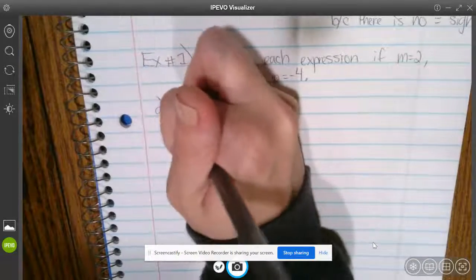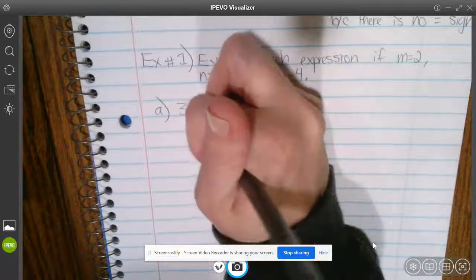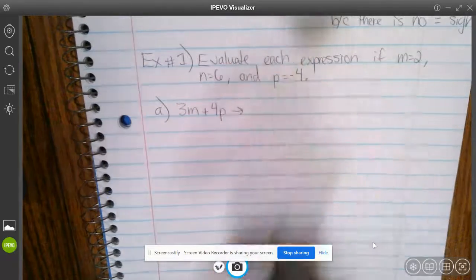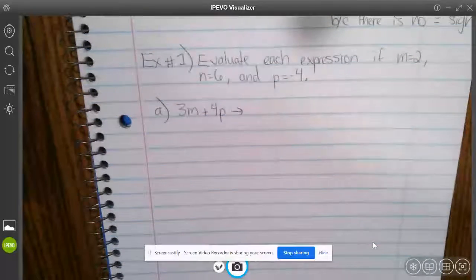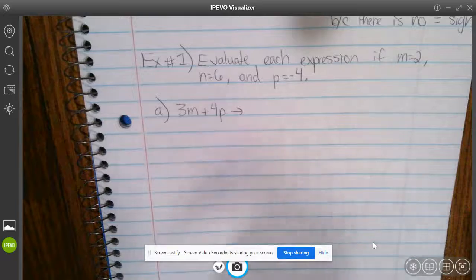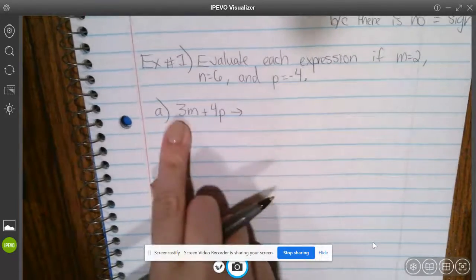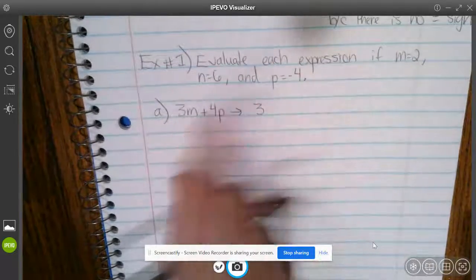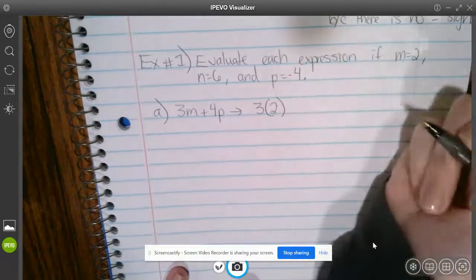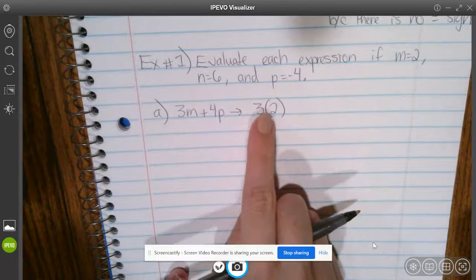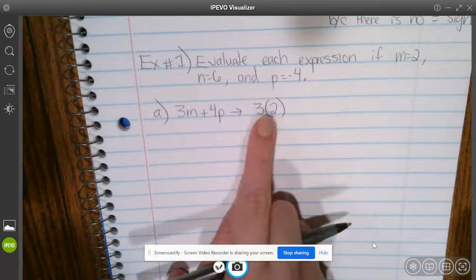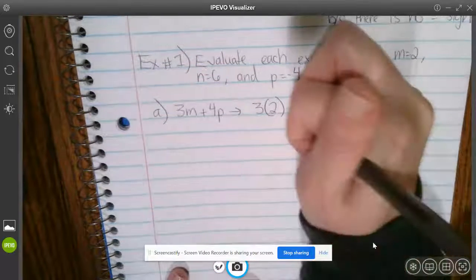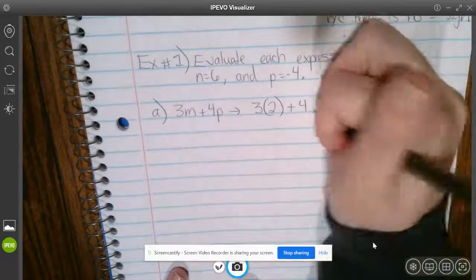So the first one is 3m plus 4p. I always like to write out my first step, and then I do a lot of it in the calculator after that. I'm going to show a lot of extra work today just so on the notes you can understand where I'm coming from. Okay, so 3 goes first. m is 2, so I'm going to be multiplying those. I always put parentheses because if you put the little multiplication dot, you're going to think it's a decimal whenever we start throwing decimals in. So I would suggest start using parentheses. Plus 4, and then p is a -4.